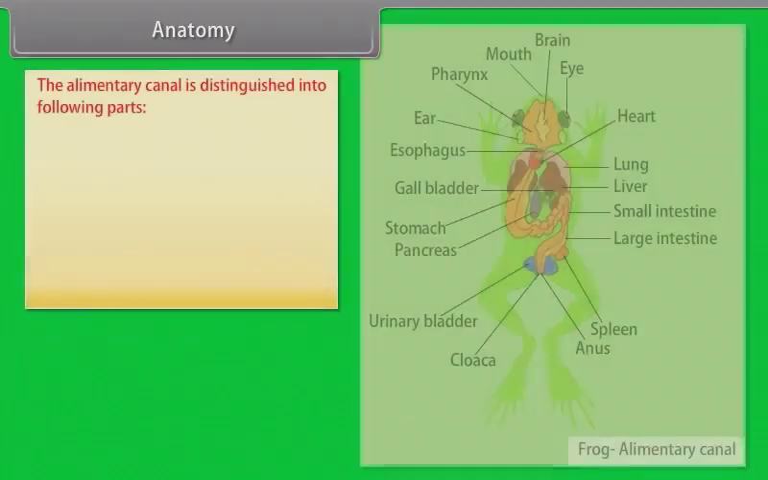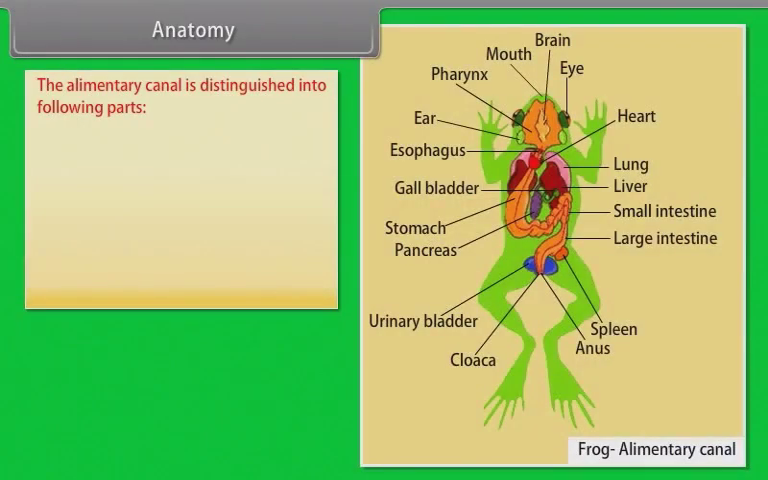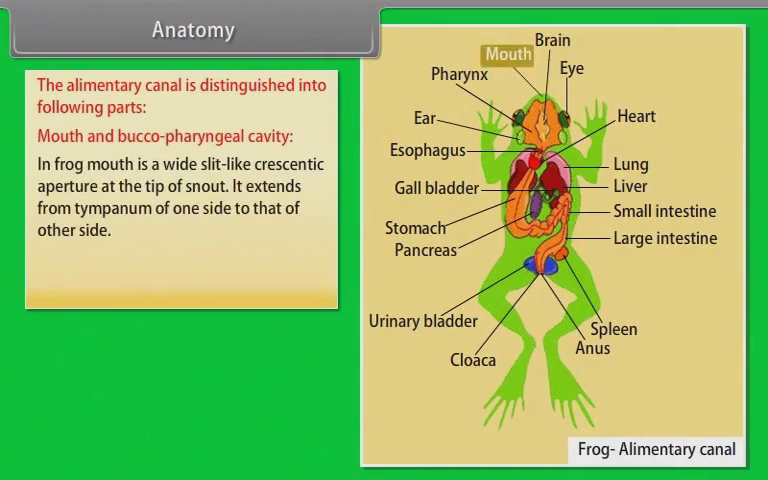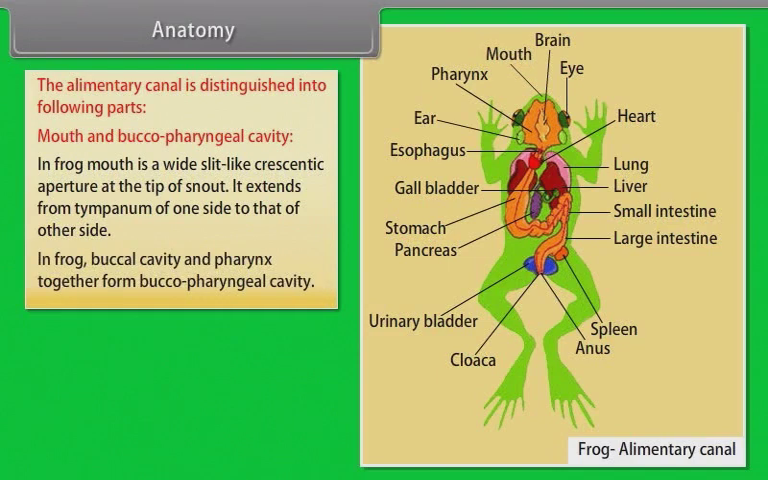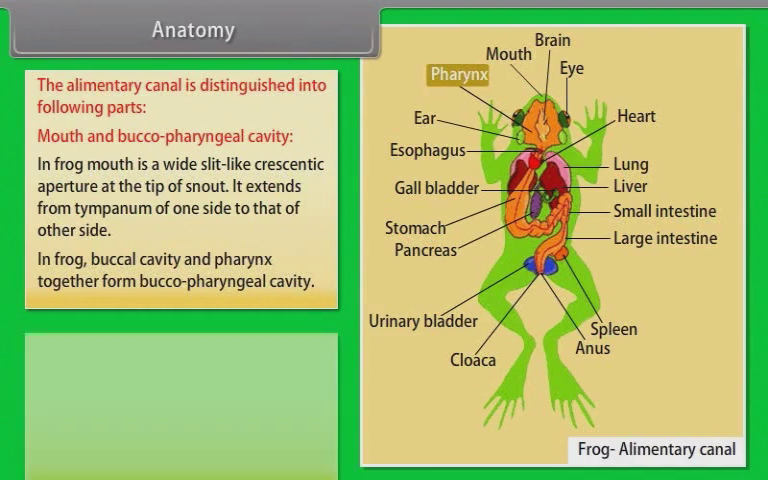Anatomy. The alimentary canal is distinguished into the following parts: mouth and buccopharyngeal cavity. In frog, mouth is a wide slit-like crescentic aperture at the tip of the snout. It extends from the tympanum of one side to that of the other side. In frog, buccal cavity and pharynx together form the buccopharyngeal cavity.